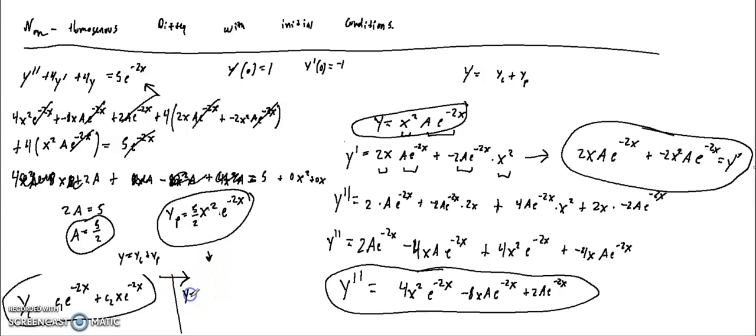So we get y equals c1 e to the negative 2x plus c2 x e to the negative 2x plus 5/2 x squared e to the negative 2x. So that is our general final solution. But we're not done yet. We still have these initial conditions.